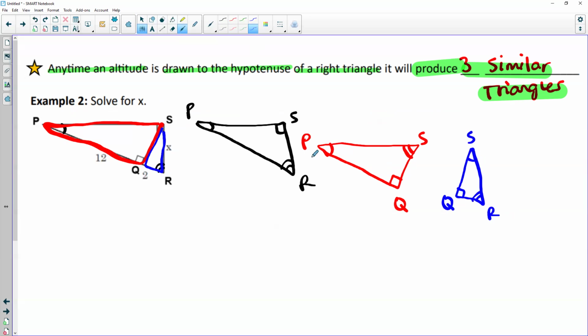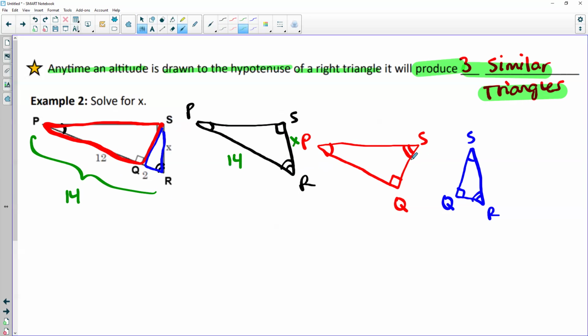So as we look at this now, we can start labeling what we know for the current side lengths, right? If I look at the black triangle, the large triangle as a whole, we're looking at anything that we know about the side lengths. Well, I see here that S to R is x, so I can label this as x. I also see that P to R is actually broken up into two pieces, 12 and 2. If I combine those, we get 14. So P to R is 14. And then I don't know anything else about the large black triangle.